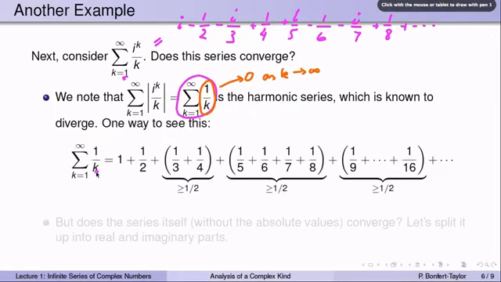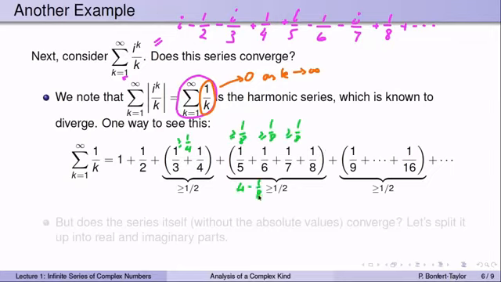You could write the series of the 1 over k's as 1 plus 1/2 plus 1/3 plus 1/4, and then we group these numbers in a certain smart way. We group 1/3 plus 1/4 together, and observe, well, 1/3 is greater than or equal to 1/4. And so 1/3 plus 1/4 is greater than or equal to 1/4 plus 1/4, which is 1/2. Similarly, we group 1/5 through 1/8 together, and observe 1/5 is greater than or equal to 1/8, 1/6 is greater than or equal to 1/8, 1/7 is greater than or equal to 1/8, and 1/8 is equal to 1/8. So altogether, these four terms are greater than or equal to 4 times 1/8, which is 1/2.